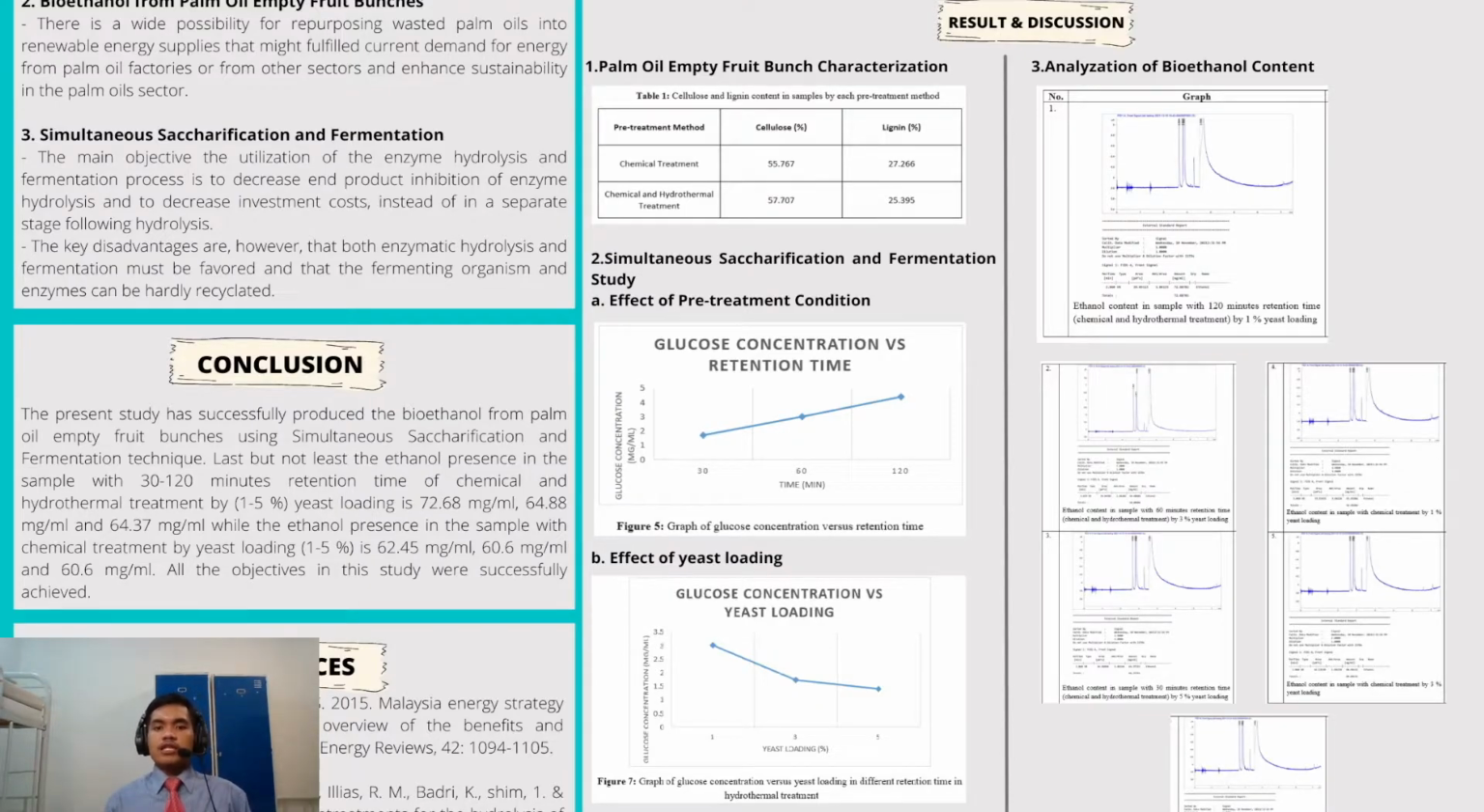For the fourth graph, ethanol content in the sample with chemical treatment by 1% yeast loading. The graph illustrates the highest peak area at the 2.86 minute of retention time with 33.53 PA value at the y-axis. Therefore, the amount of ethanol present in the sample with chemical treatment by 1% yeast loading is 64.45 mg per mL.